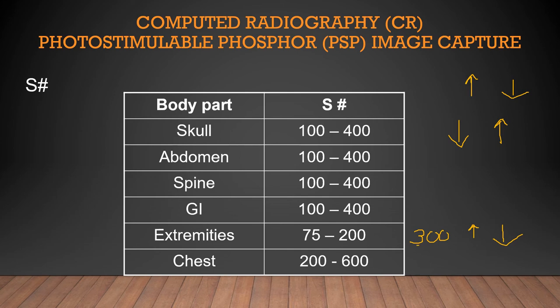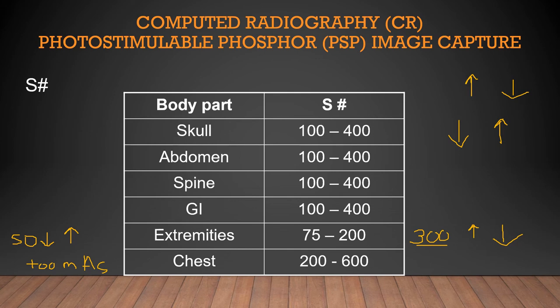If my extremity S number was 300, my S number is too high, I've underexposed my patient. If my S number was 50, my S number is too low, and I've overexposed my patient. I've used too much mAs. Weird, huh? That's why I don't like S numbers. S numbers make me think.